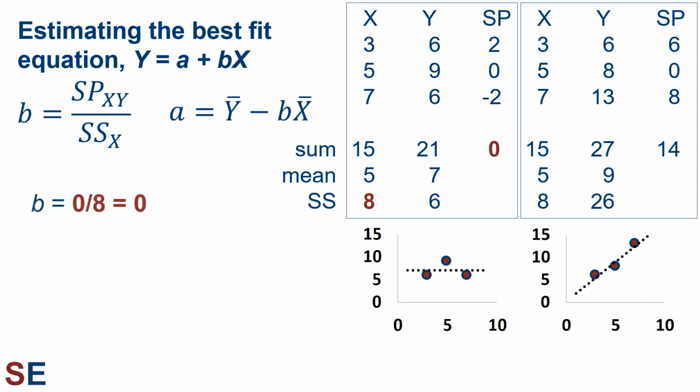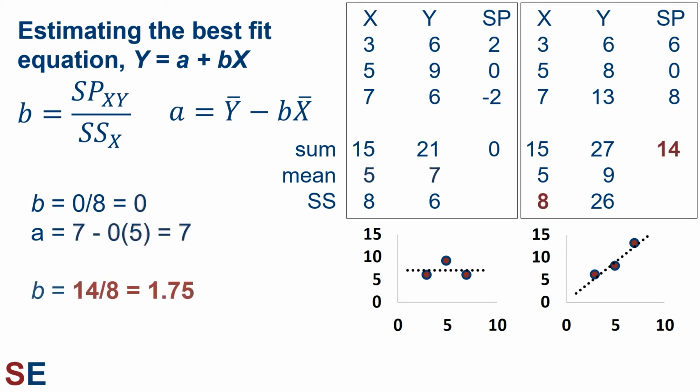For the left-hand dataset, we calculate the slope by looking at the sum of the cross products, which is 0, and dividing by the sum of squares x, which is 8. 0 divided by 8 gives us a slope of 0, this is a flat line, and makes sense. For the y-intercept, we plug in the mean y value of 7 and the mean x value of 5 into our rearranged equation, using a slope of 0, and solve for a to obtain a y-intercept of 7. That's pretty much where we would expect the line to intersect the y-axis from looking at the figure.